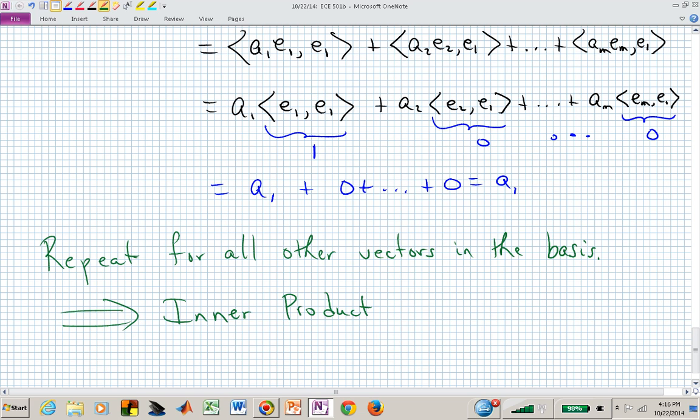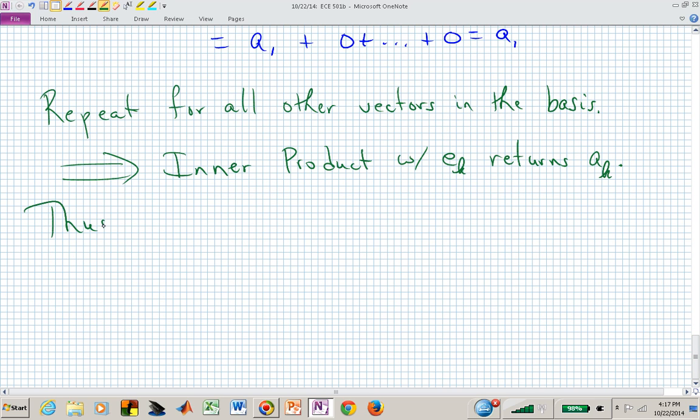Which now says that the inner product of V with E sub k is going to return what? If I take the inner product of V with one of these basis vectors, and let's say it's the specific basis vector E sub k, what's going to be that inner product? A sub k. Which means that V with E1 is A1, V with E2 is A sub 2, etc.